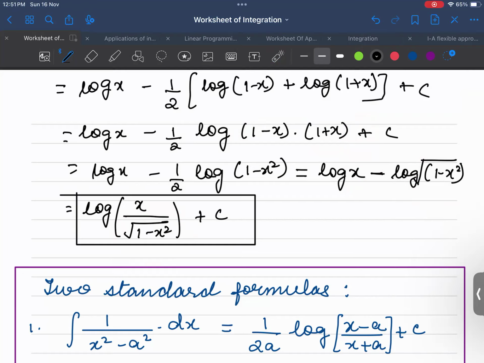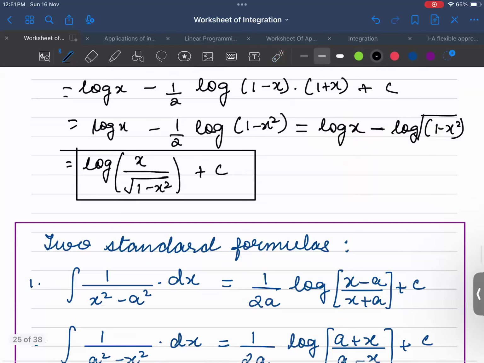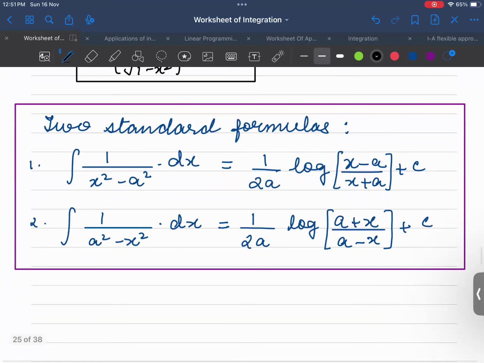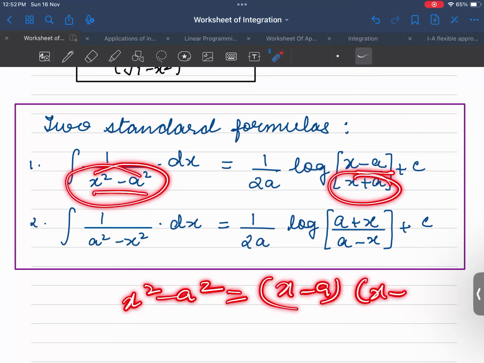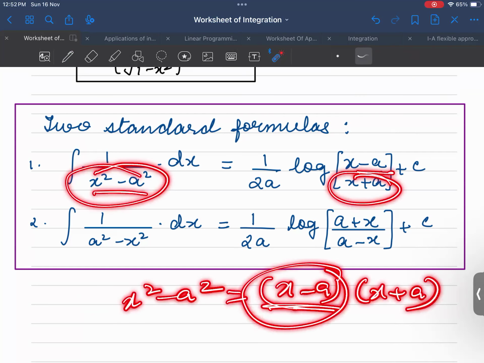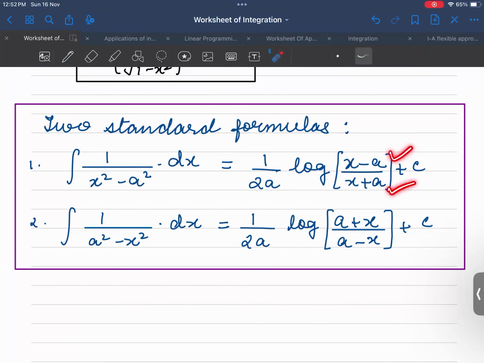Clear to all? Okay, now we have two standard formulas for solving it. If something is like 1 upon x square minus a square dx, in that case we will write log of x minus a upon x plus a. Because when we solve x square minus a square, we can write x minus a and x plus a. So we are dividing: the log of this one divided by the positive one. And we will bring 2a outside: 1 upon 2a as an outside factor, and plus c would always be there.